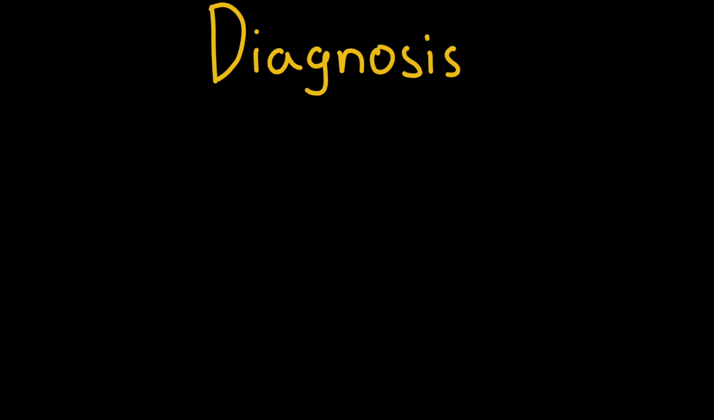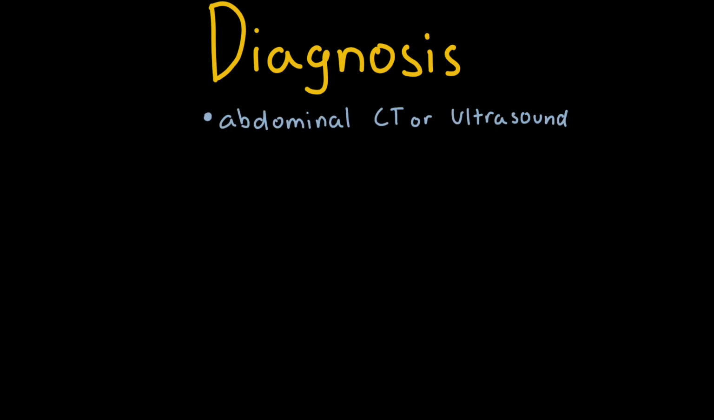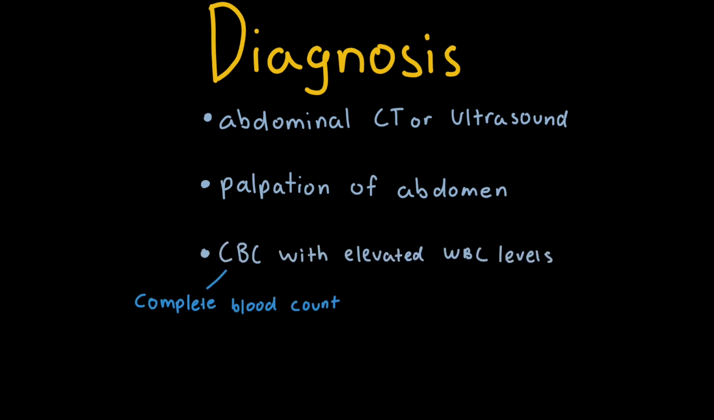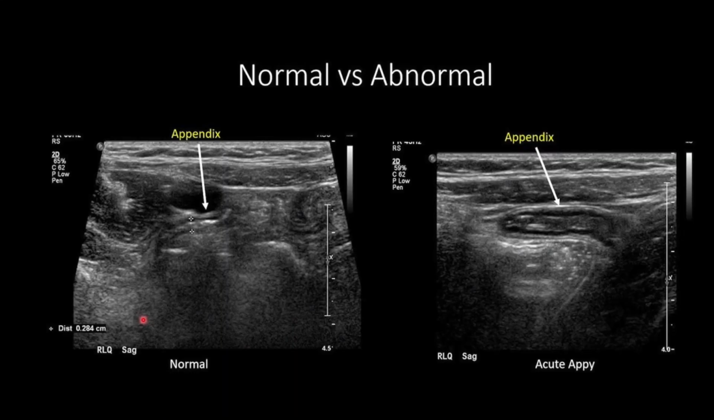Diagnosis of acute appendicitis includes an abdominal ultrasound or CT to detect any enlargement of the appendix, palpation of the abdomen with a patient complaining of pain and tenderness around the right lower quadrant, and a CBC, which may show an elevated white blood cell count. The picture on my left is an ultrasound of a normal appendix, and the picture on my right is an ultrasound of a patient with appendicitis. Notice how the inflamed appendix is over 6 millimeters in diameter.